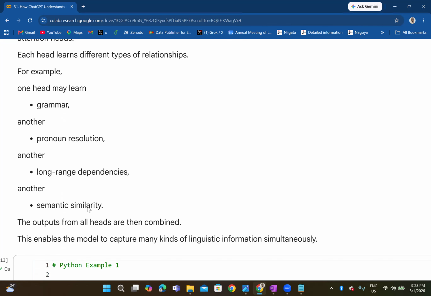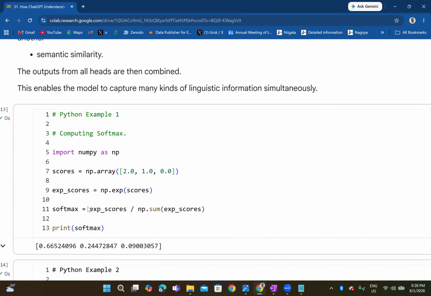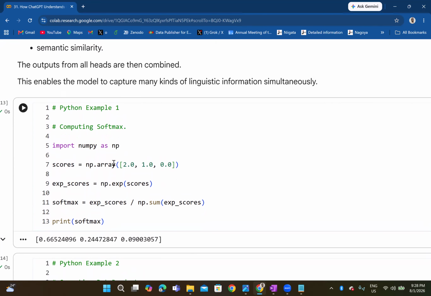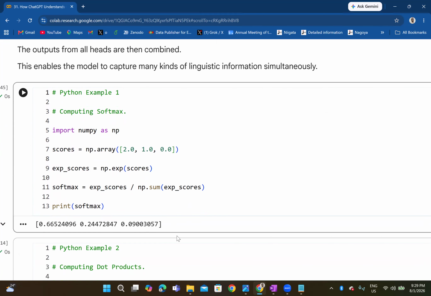The outputs from all heads are then combined. This enables the model to capture many kinds of linguistic information simultaneously. So if you try this, imagine you have attention scores 2, 1, 0. Just what we did over there. Then you take the exponent of each score, and then you do the softmax, which is the exponent of each score over their sum. And this is just what we did here, to get 0.67, 0.24, and 0.09.